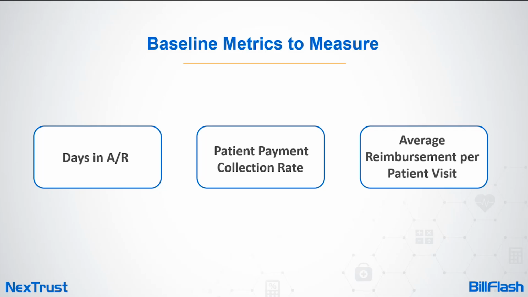Of course, there's average reimbursement per patient visit. By calculating the average revenue received per patient visit, practices can assess if their reimbursement rates are consistent with expectations and identify any potential shortfalls. By regularly analyzing these metrics, a practice can gain a comprehensive understanding of its revenue cycle health, identify areas for improvement, and take action to optimize collections and reduce revenue cycle bottlenecks.